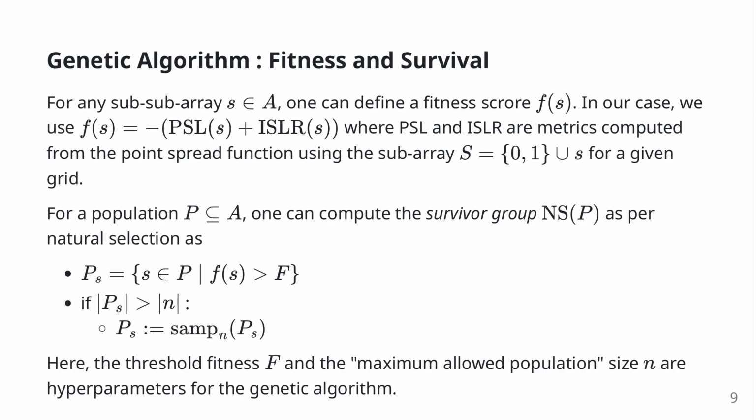Now what does the surviving population do? It breeds, right? That's what's there on the next slide. But I should tell you this n thing is also a hyperparameter, so is this f thing. And I'm not doing any kind of hyperparameter tuning. I've just intuitively set some values, but ideally you should be doing some hyperparameter tuning for a genetic algorithm.